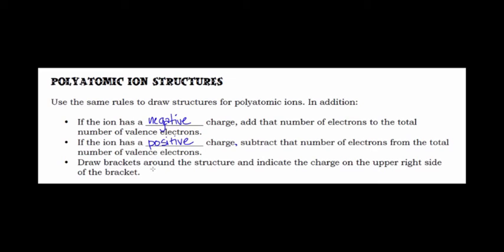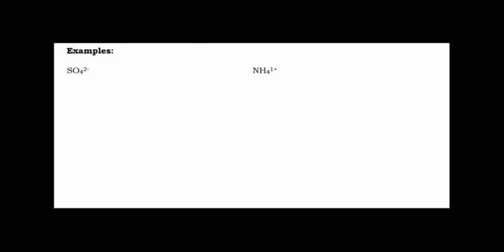Then we're going to draw brackets around the structure. We're going to indicate the charge on the upper right hand side of the brackets. That's where the charge will go, right in this little area. Here are some common examples of polyatomic ions. This is sulfate. Let's just write the name so we don't forget.